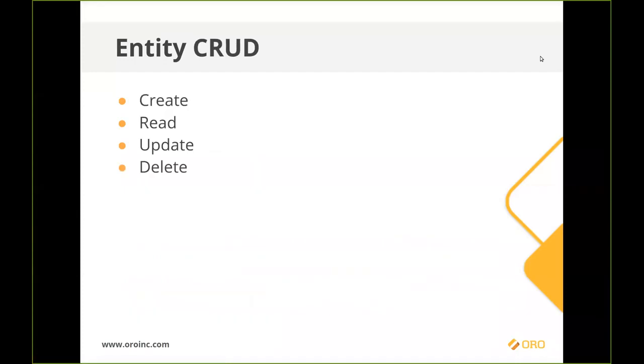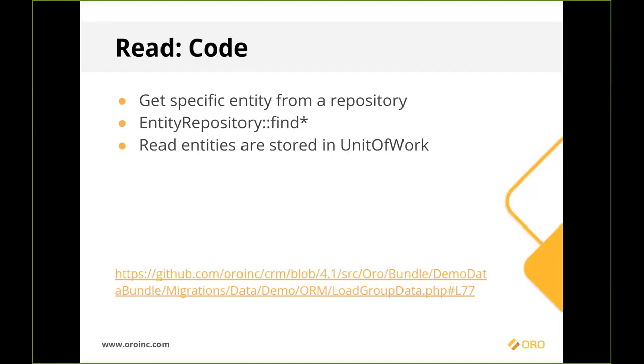And now about the CRUD. So create, read, update, delete. And let's start from the read. So if we want to display the view page, you need to read the entity, right? So you get the specific entity from the repository and use the find method actually for this, but you don't do this by yourself. In most cases, it will be done by the param converter. And the read entities are stored in the unit of work.